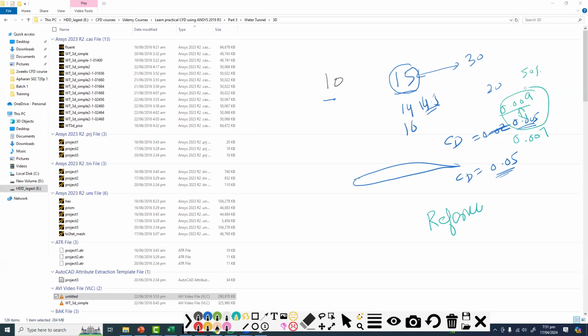And I know this error is expected for RANS simulation with fully turbulent simulation. This error is expected, 50%. So either you know what the problem actually is and whether you can improve it or not. So these things we should be knowing. You should know very well. So this is validation. Okay.